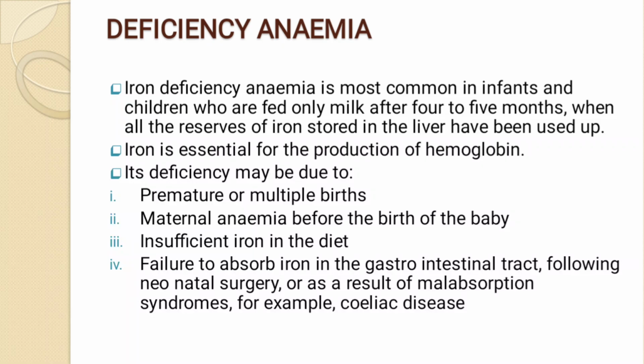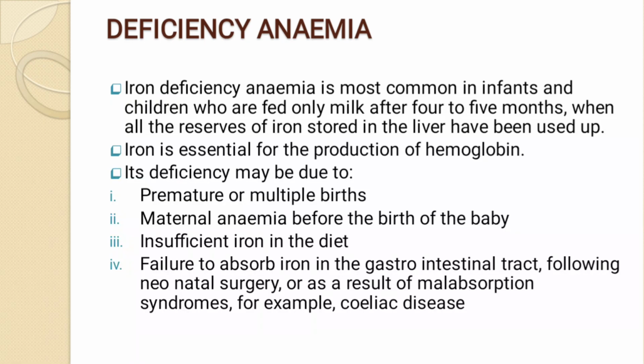So we are going to go through deficiency anemia, that is iron deficiency anemia. Iron deficiency anemia is the most common in infants and children who are fed only on milk after 4 to 5 months, when all the reserves of iron stored in the liver have been used up. Iron is essential for production of hemoglobin. Its deficiency may lead to anemia.